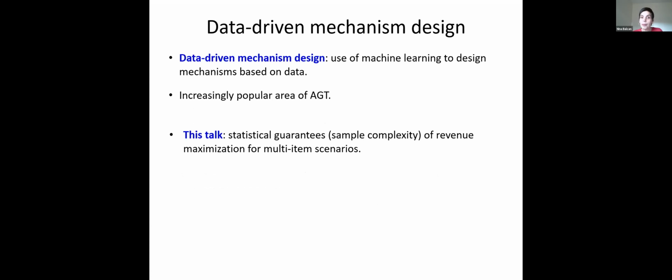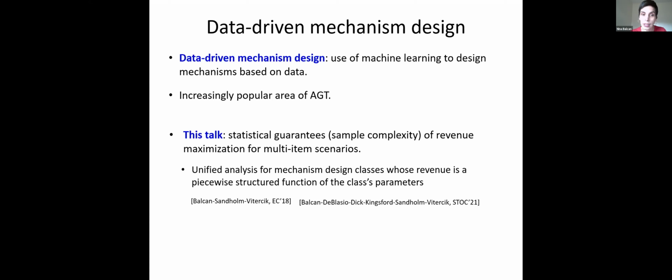In my talk in particular, I will focus on statistical or sample complexity guarantees for data-driven mechanism design for revenue maximization for multi-item scenarios. At a high level, the main result of this work is a general unified simple analysis for mechanism design classes whose revenue is a sufficiently structured function, in a sense that I will describe during my talk. A lot of what I'll talk about today is joint work with Alan Petersic and Thomas Sandholm. It appeared in EC 2018, but I'll also mention at the end an even more general result that we had recently in STOC 2021.